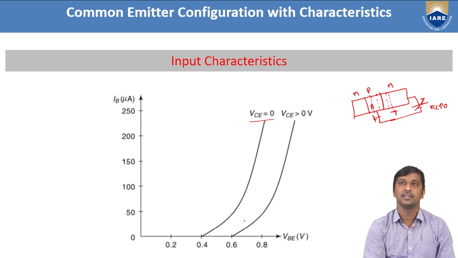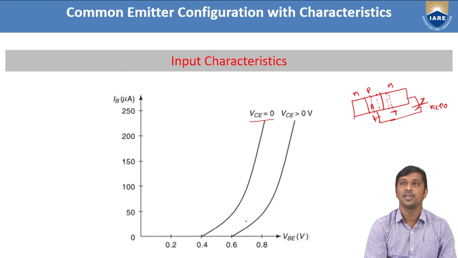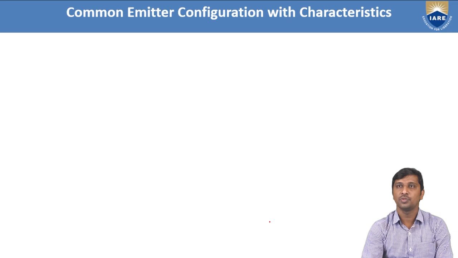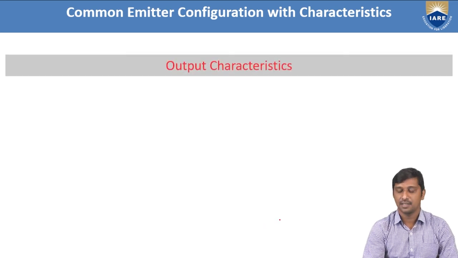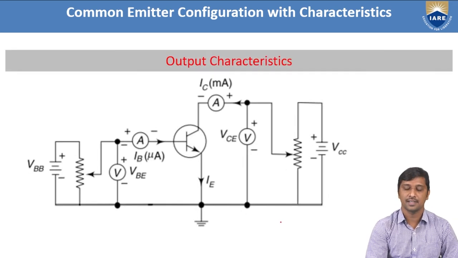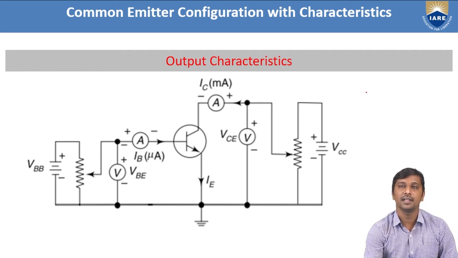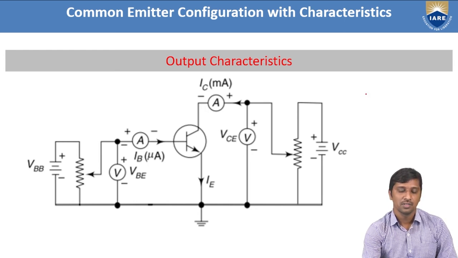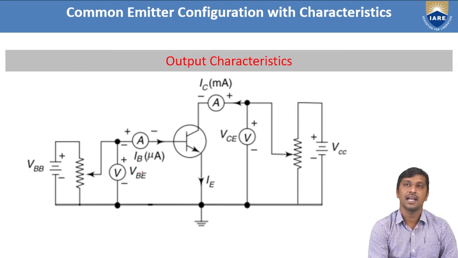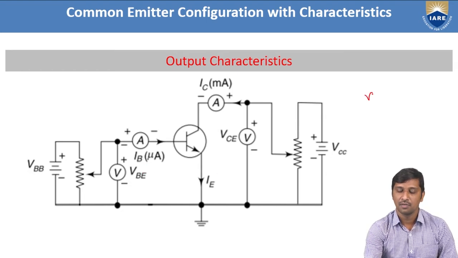That is shown here, the input characteristics of the common emitter configuration. Similarly, to observe the output characteristics, we plot the characteristics between output voltage and output current by keeping the input constant, meaning we maintain IB constant. Here we plot the characteristics between VCE versus IC by keeping IB constant.